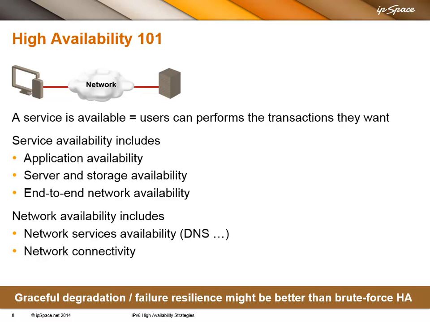So there are at least three components in this picture. Number one, the application. The application and all the related components like the database have to be available or there will be no service. The hardware. Obviously, servers, storage, and so on have to be up and running, and the network. In the network part, we first require connectivity, and second, we require working network services, for example, DNS.